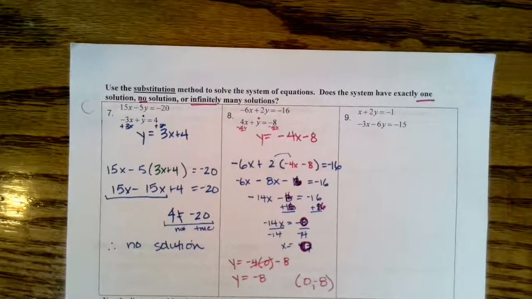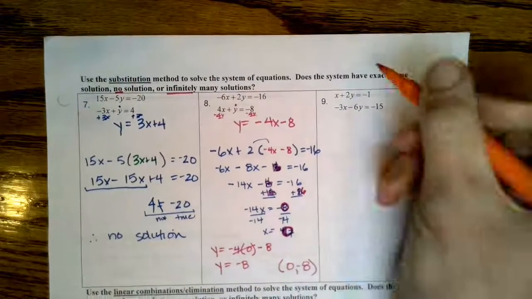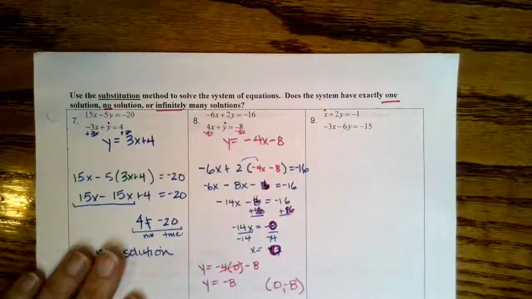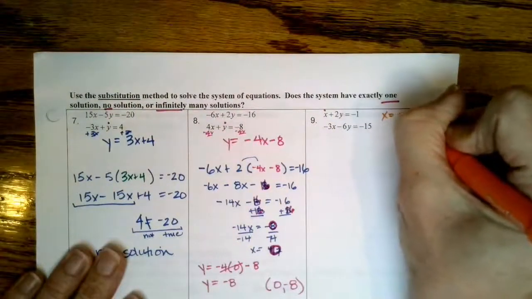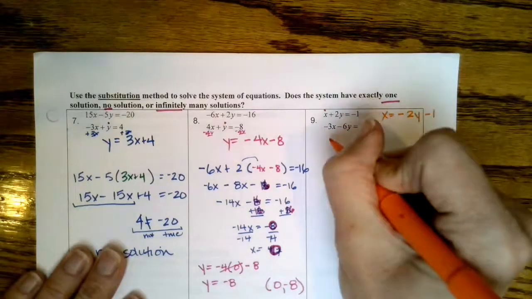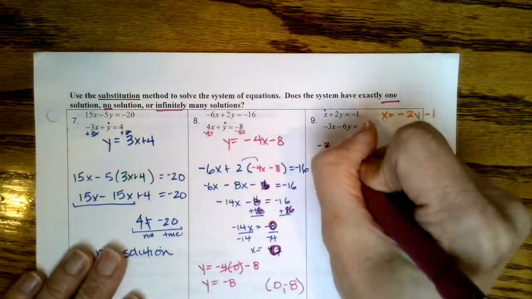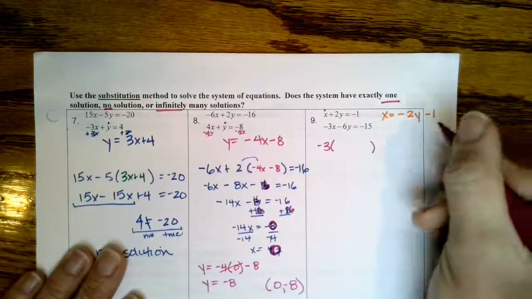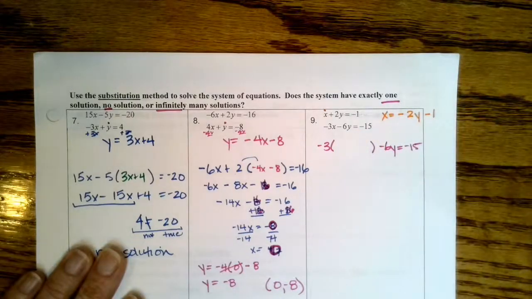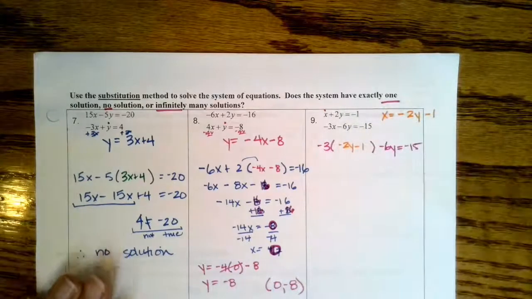All right, next up. Substitution, it says. So it looks like x is my best variable to solve for. It's my one with a coefficient equal to 1. So I'll say x is equal to negative 2y minus 1. So we're going to have negative 3 times my value for x minus 6y is negative 15. And then x is equal to negative 2y minus 1.